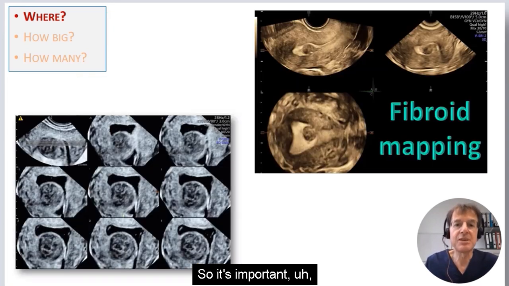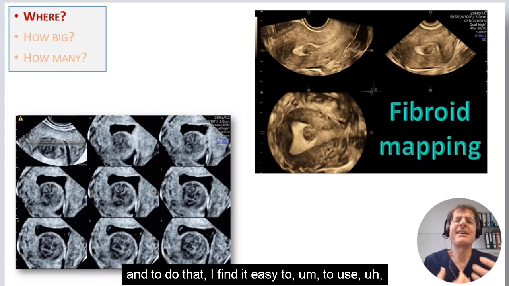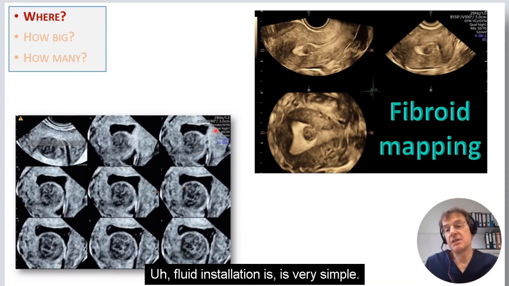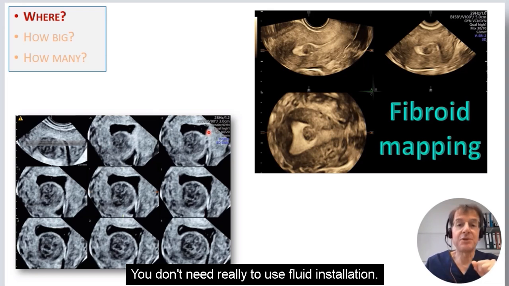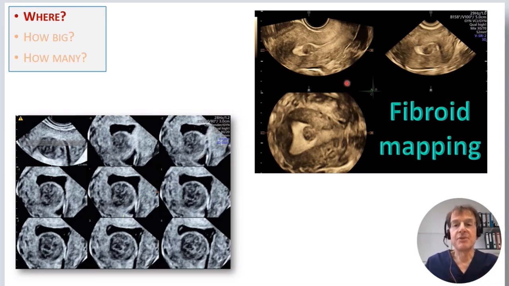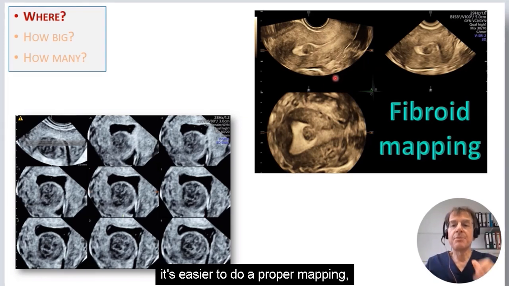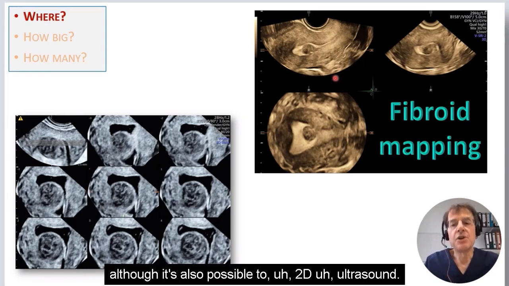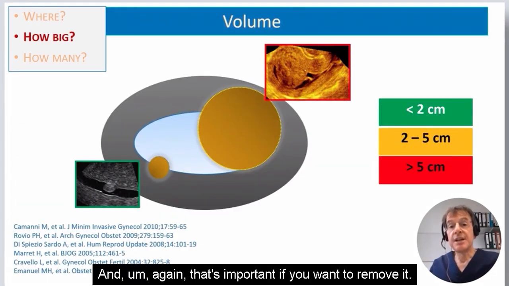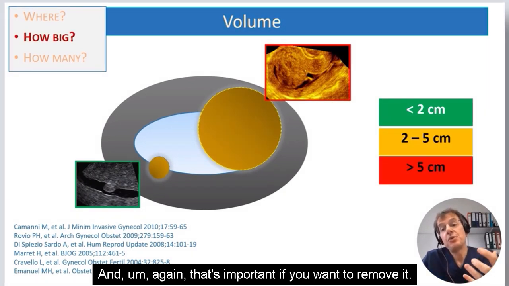So that's important. And to do that, I find it easy to use 3D and to use fluid instillation. Fluid instillation is very simple. You don't need 3D to use fluid instillation. But if you have 3D, of course, it's easier to do a proper mapping. Although it's also possible doing 2D ultrasound. The next question is how big is the fibroid, and again that's important if you want to remove it.